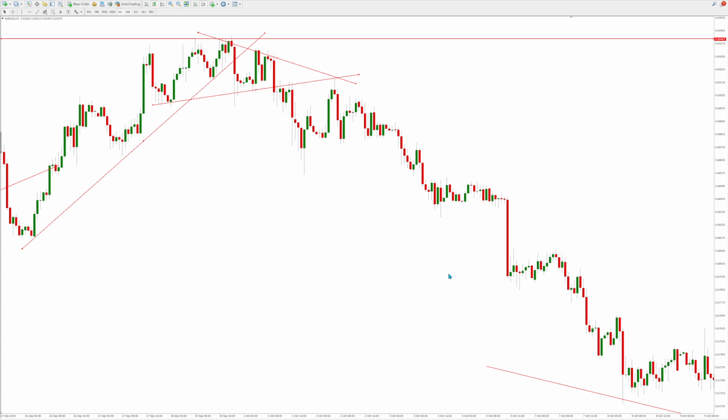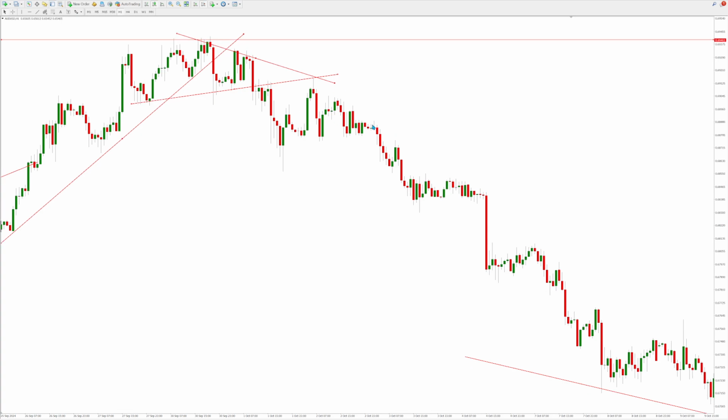So where do the lower highs and lower lows come into play? This can be used for timing your entry, and just to make sure that the trend is still an established downtrend. So you've got your lower highs here, your lower lows.